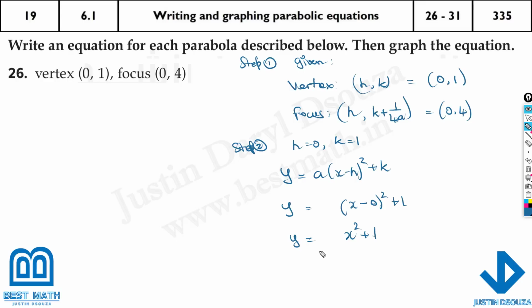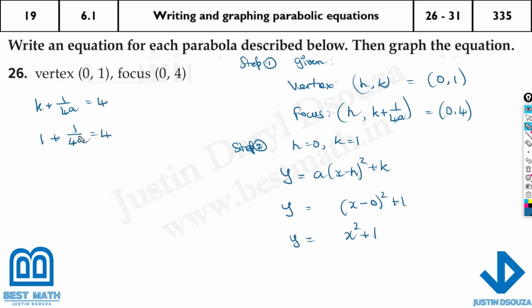But what is the a value? How can we solve it? We have a relation here: k plus 1 by 4a. We know the k value is 1, and the focus is over here 4. So I can write k plus 1 by 4a, that is this part of the focus, that's given as 4, right? What is the k value? It's 1 plus 1 by 4a, that is equal to 4.